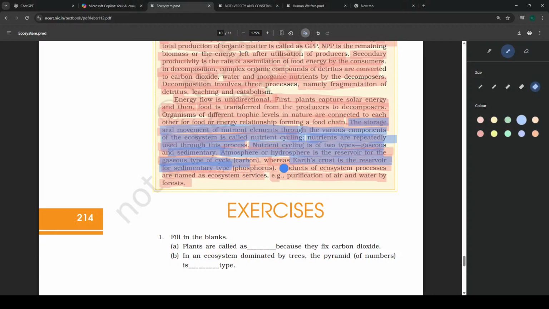One more line here: products of ecosystem processes. Many ecosystem processes, like purification of air, like photosynthesis is an ecosystem process, and the product of it is oxygen. And the products of ecosystem processes are named as ecosystem services. The ecosystem is giving the world a service by purifying the air and water by the forests. Forest is a part of the ecosystem. Okay, thanks ecosystem.